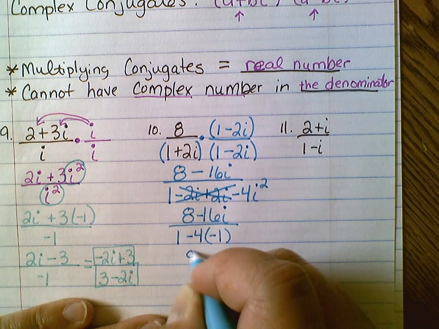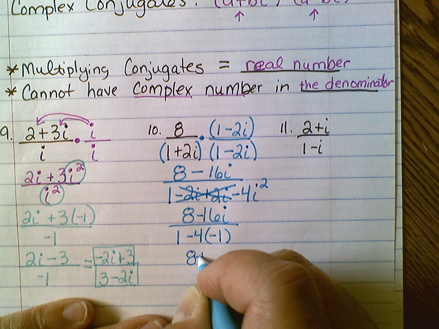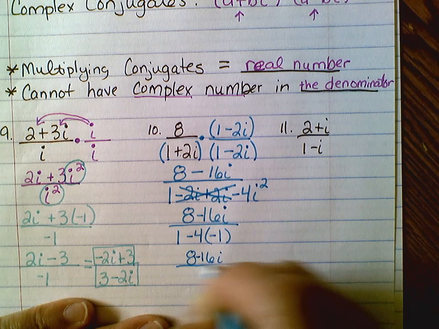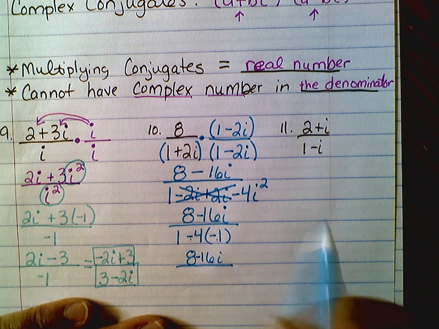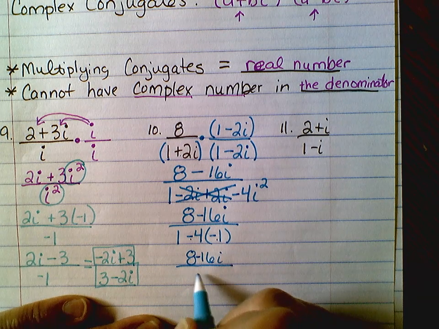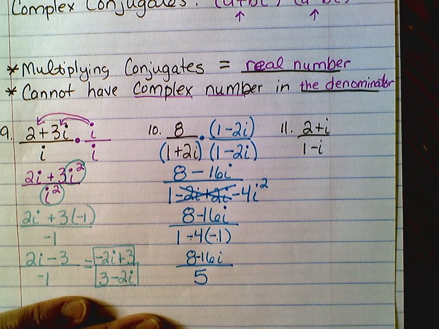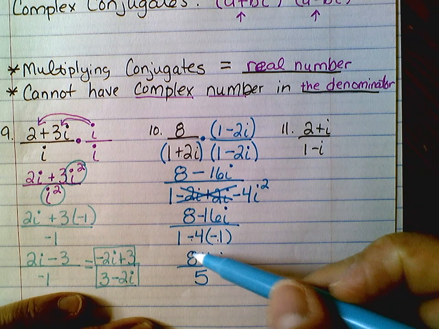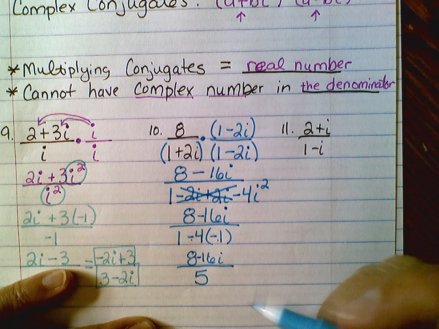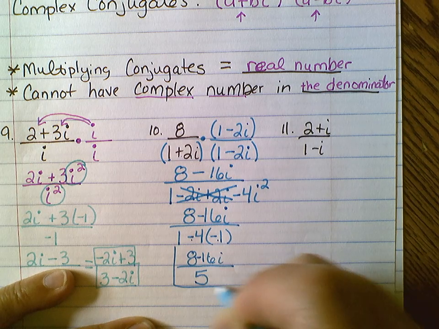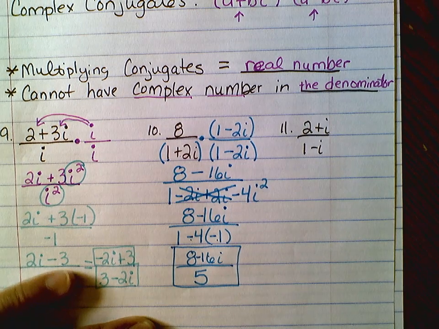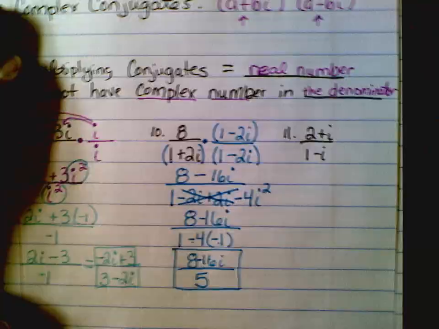All right. So my numerator is still just this. Negative 4 times negative 1 is a positive 4 plus 1. So that's going to give me 5. I have 8, 16, and 5. They don't have anything in common, so I can't simplify or reduce. This is my solution.